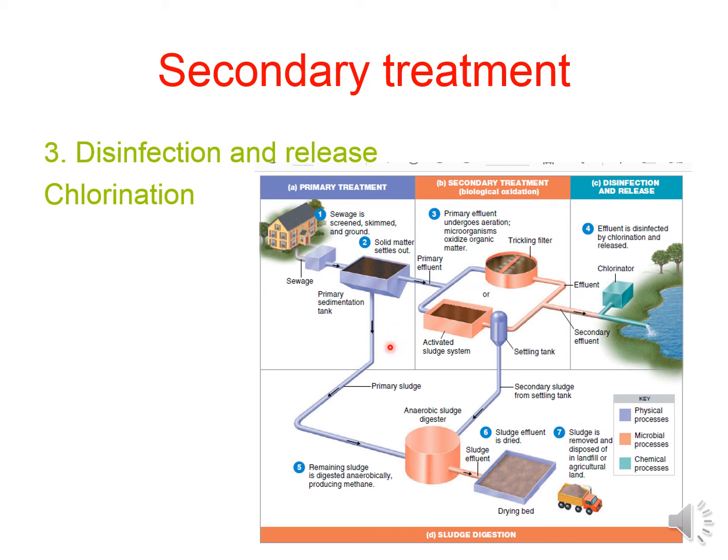You can also see by the colors that the primary treatment is majorly a physical process. The pink one indicates microbial processes involved in the treatment. So the secondary treatment is majorly microbial, and the blue one is the chemical treatment, which generally takes place in the process of disinfection.